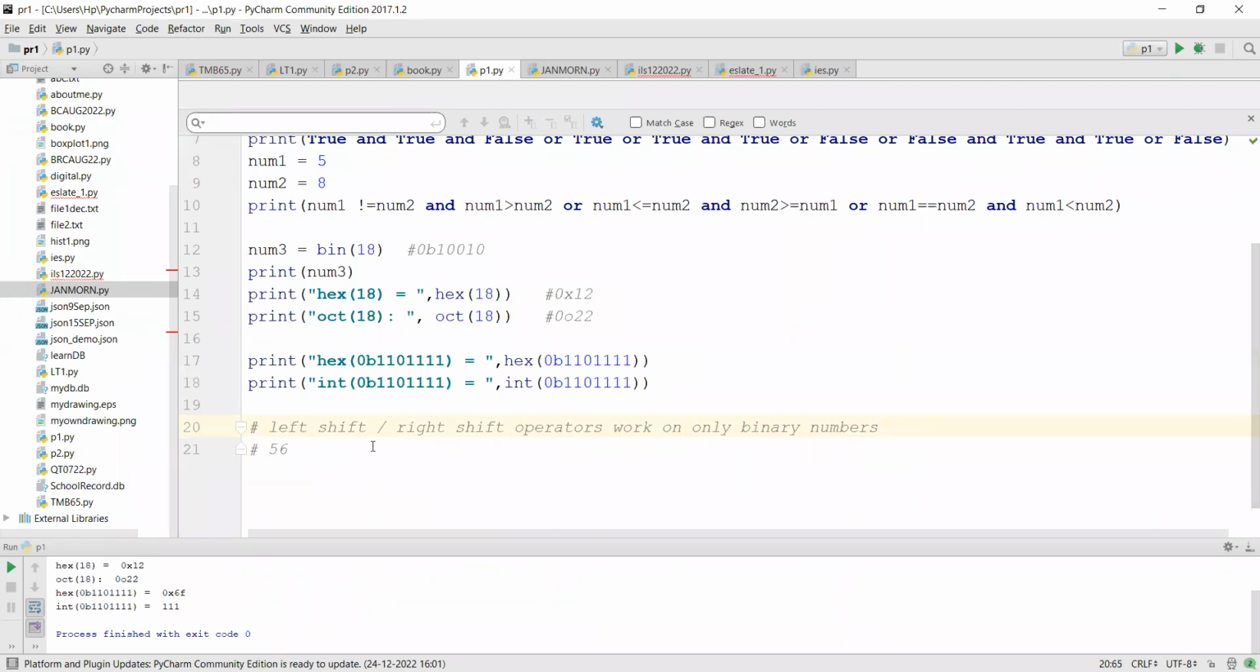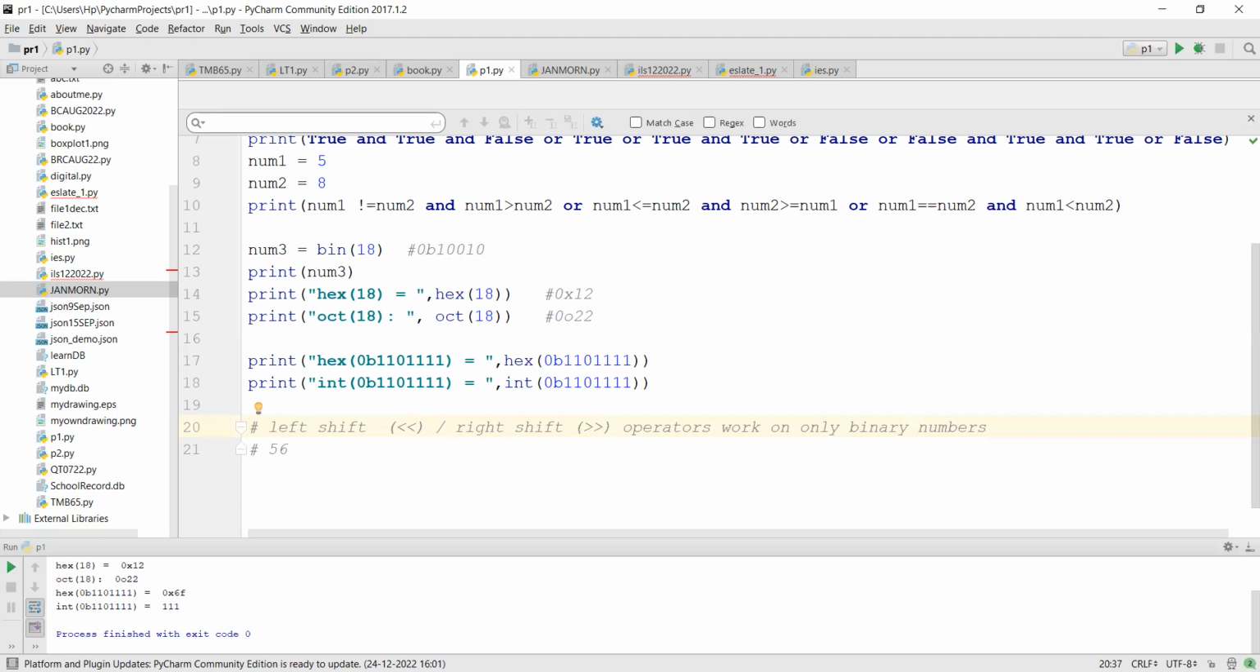So let's see how left shift is written. Left shift is written as double less than. When you see a single less than, it means it is a comparison operator. You're comparing, is A less than B? That's what we are comparing when it is a single less than. When you have double less than, it means you are doing left shift. Similarly, right shift is double greater than. So when you see double greater than, you are doing right shift.